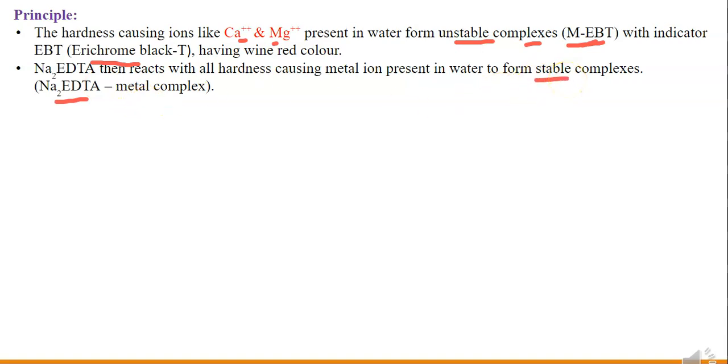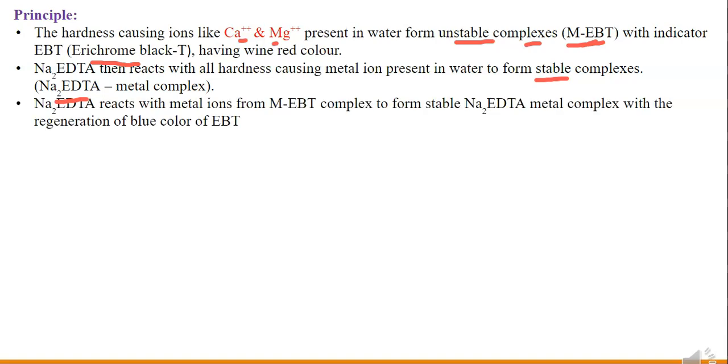We will see this is the driving force for the reaction to take place: the unstable complex will be broken and a stable complex would be formed. We will understand this further. Also, to understand the endpoint of the titration, we'll have to see a color change. The color change in this would be from wine red to blue. So why wine red to blue?